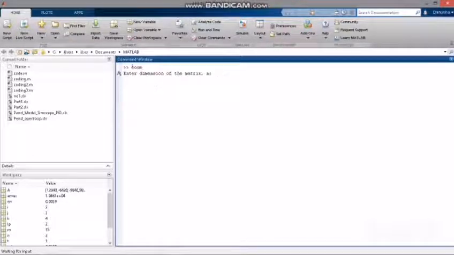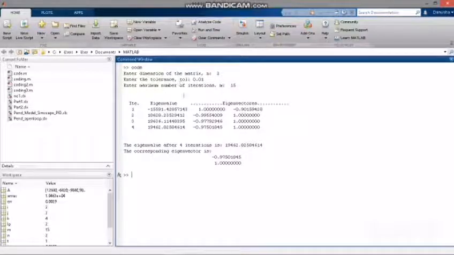values to enter in the command window of MATLAB. You have to enter the dimension of the matrix, which is 2, and the tolerance used. In my case, I used 0.01 as my tolerance, and the maximum number of iterations that I used is 15, and enter. Then you will get your eigenvalue and eigenvectors for your corresponding matrix and trial vector.